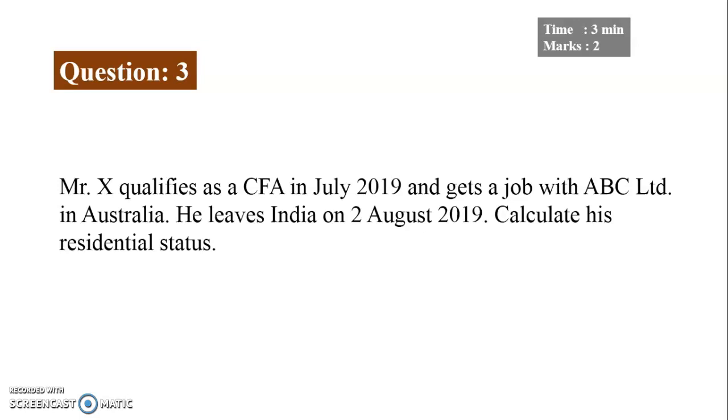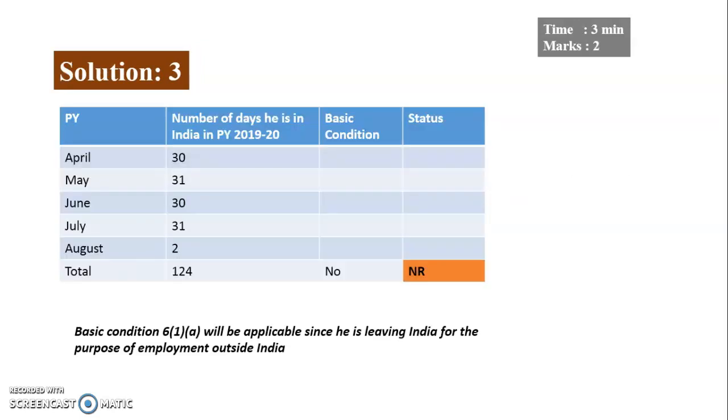Calculate his residential status. In this case again, I must congratulate you all that most of you have attempted it correctly. Since the person is going on employment outside India, his purpose is that he wants to leave India on a permanent basis, that he wants to get an employment abroad. So in this case, the basic condition B will not be applicable and it will be calculated only on the basis of your first condition, that is his stay in India should be greater than or equal to 182 days in the previous year. But since in this case it is lesser than that, you have to calculate month wise.